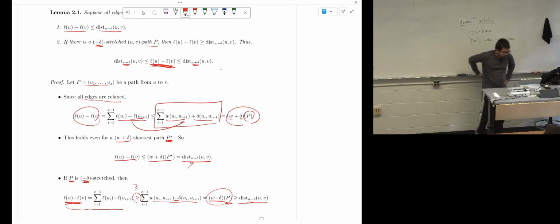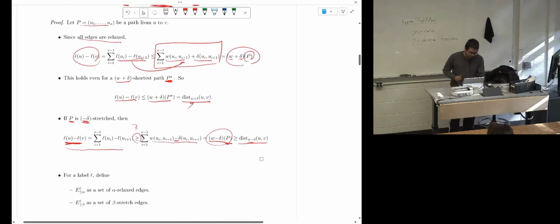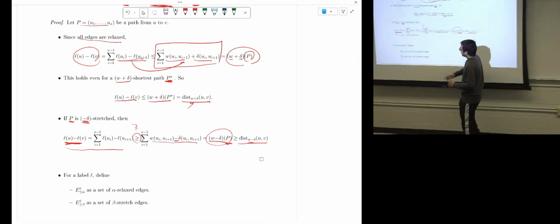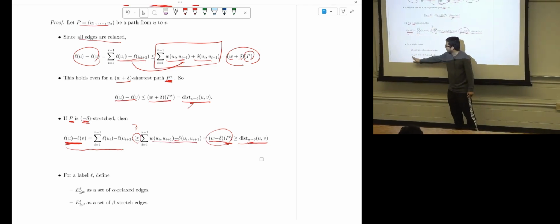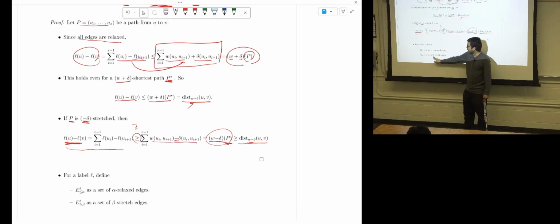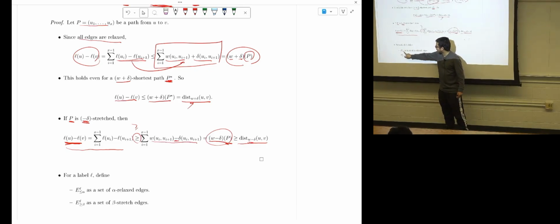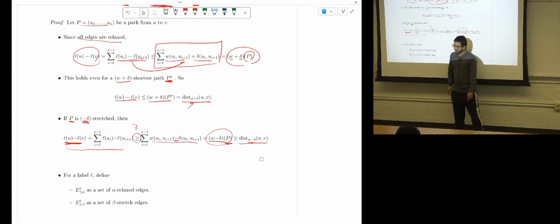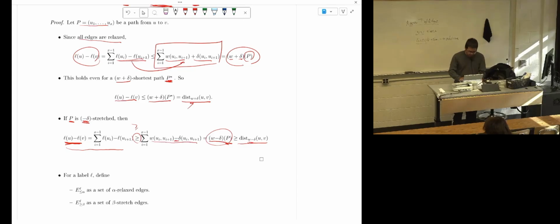Okay. So I also changed the notation: this one less than alpha means alpha relaxed. More than beta means the set of beta stretched edges. And if alpha is 0, it just means relaxed edge. All right. And how does this kind of help?